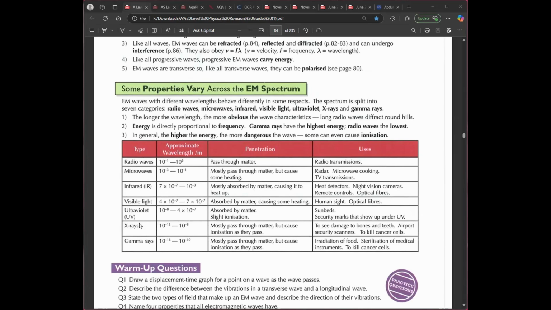So they have different penetrations and uses depending on how much energy they have. We'll come to those formulas as well to be able to differentiate between them. But the biggest differentiation between them is the wavelength. They have been separated from each other based on the wavelength. So, as I said, visible light is somewhere in the middle.